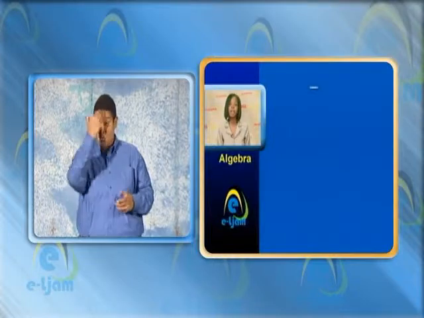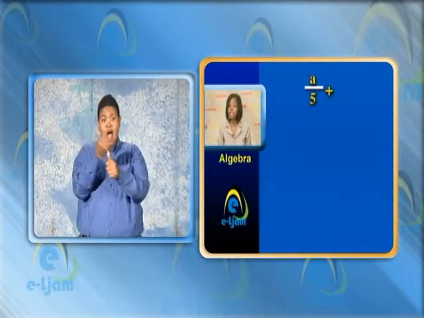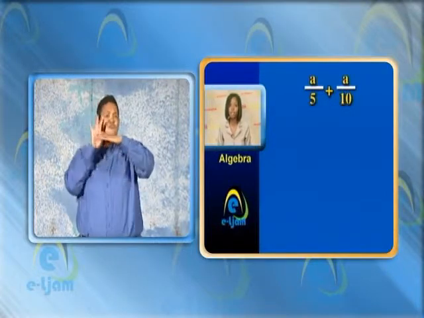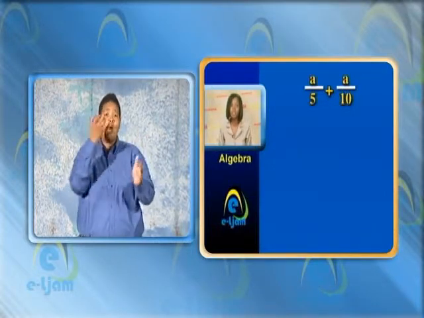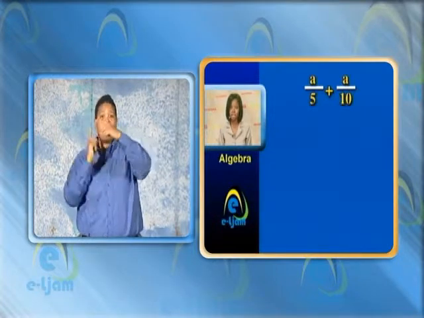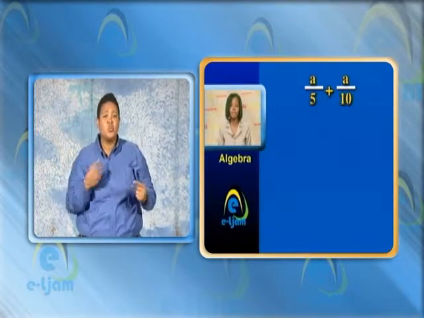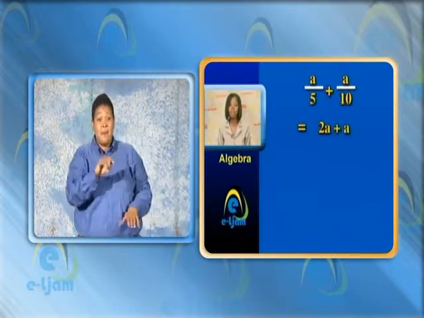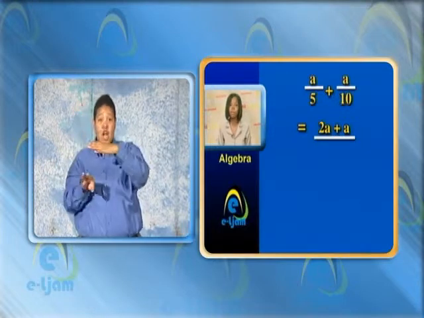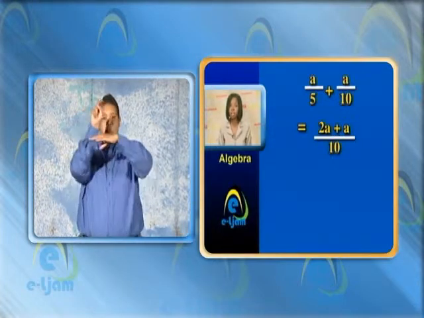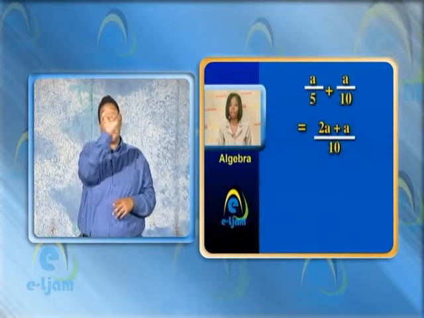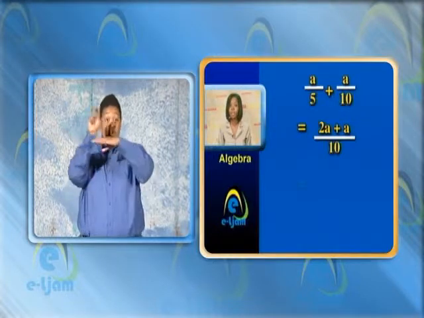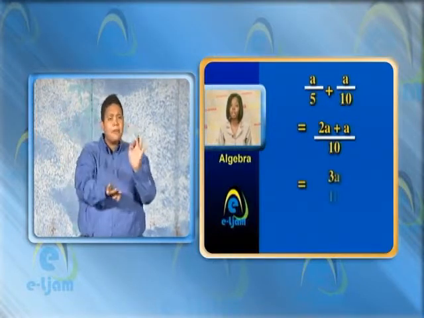Did you know that there are fractions in algebra? Indeed, there are, and they are treated just like regular fractions. So for example, if we are to simplify a over 5 plus a over 10, we first find the LCM, which is 10. We then divide the LCM by the denominator of each fraction and multiply what we get by the numerator. So 2a + a over 10. Since the numerator has like terms, they can be simplified to 3a over 10.